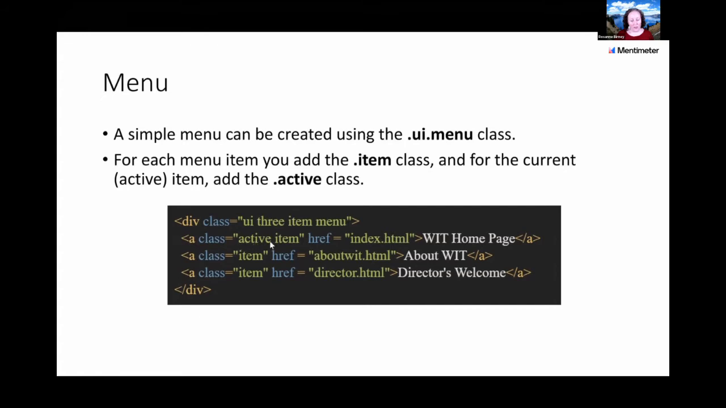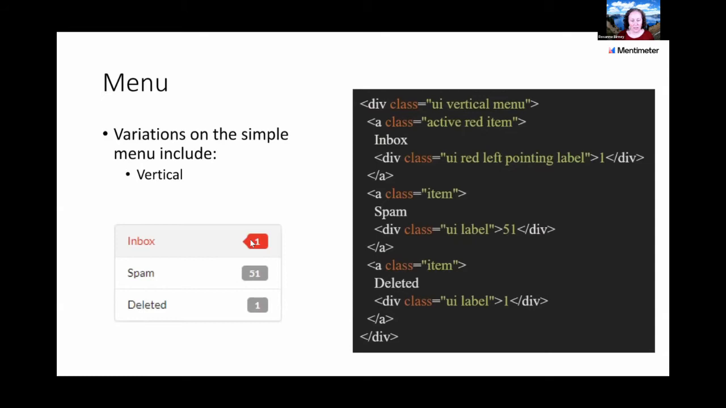Other than these classes, they look just the same as normal. You have your A and your href part, and then the link that the person's going to actually click on. And this is our WIT website that we've worked on in a few labs. What's also added on each menu item is the class item. You can see they all have the item class, and the current page will have the active class. The active class highlights whatever page you're currently on. I'll show you an example of what it'll look like on the next slide.